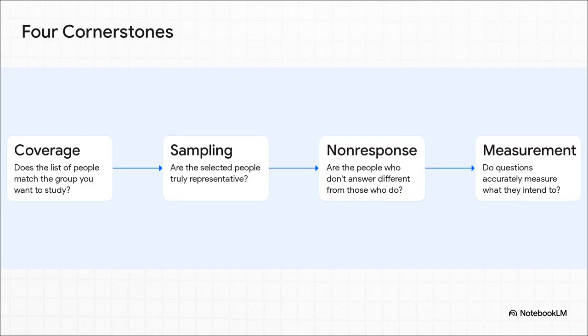The TSE framework really stands on 4 big pillars. First, you've got coverage and sampling. Those are all about making sure you're talking to the right people in the first place. Then there's non-response, which deals with the people who don't answer. And finally, you have measurement, which is all about asking the right questions in the right way. So let's start with that first big challenge, finding the right people.